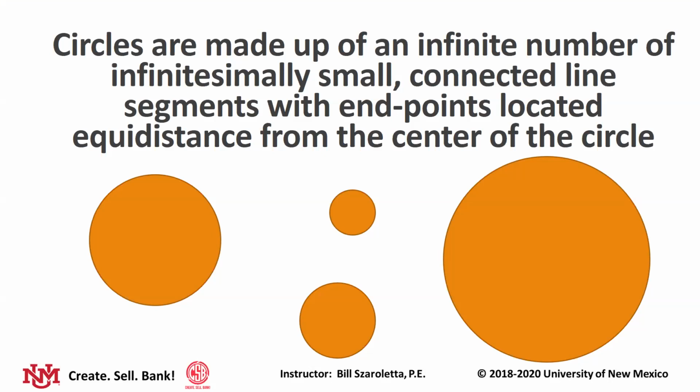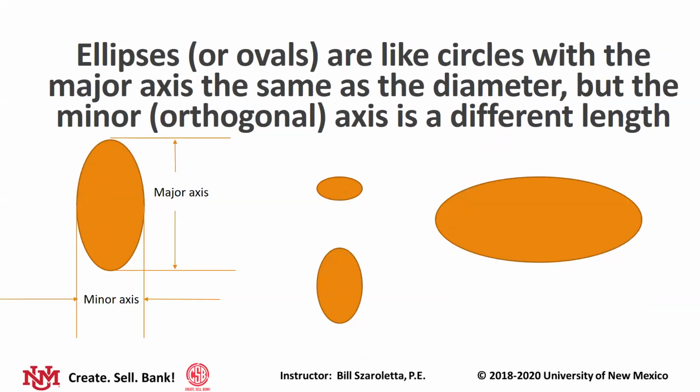The reason we talk about an infinite number of these is in order to make a circle smooth, it has to have an infinite number of infinitesimally small points. Otherwise, you'll get what's called the jaggies or aliasing going around the edge.